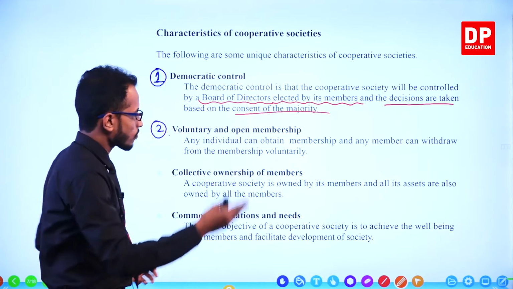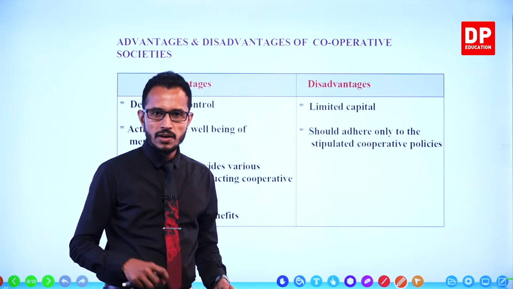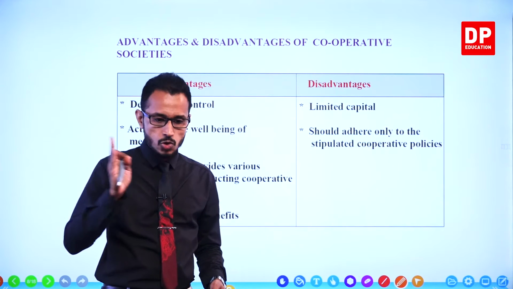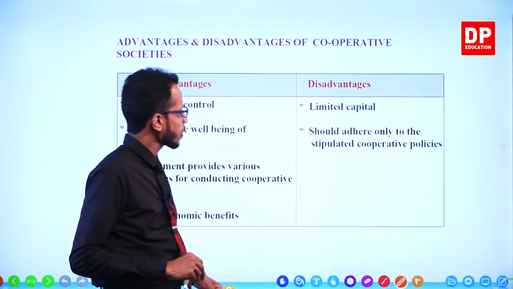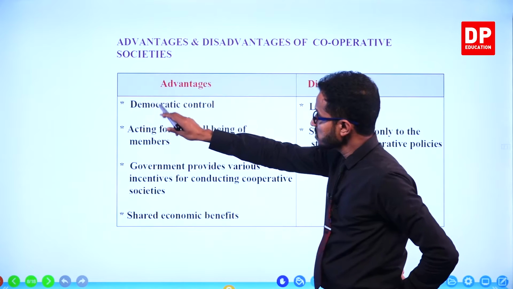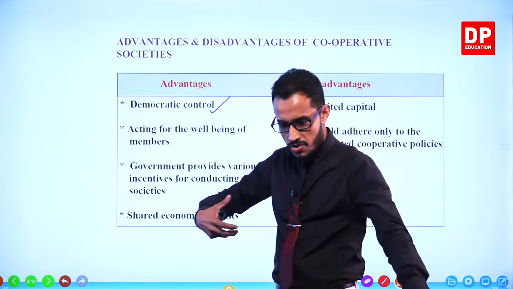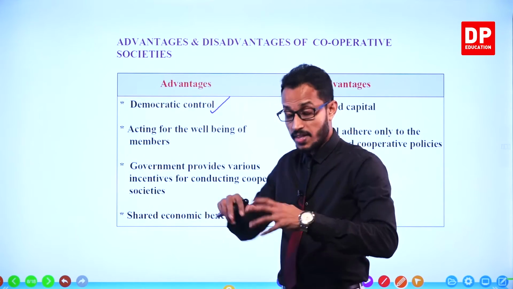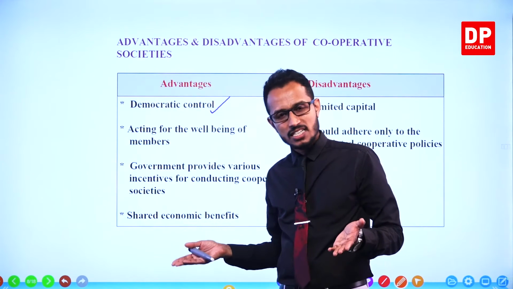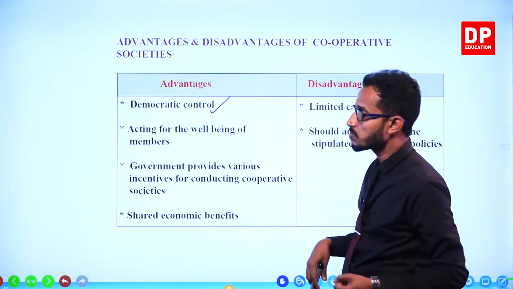Advantages and disadvantages. Every organization has advantages and disadvantages. At least remember three from each organization. Let's move this way and find out the advantages. Democratic control. I told you, democratically controlled. Everyone's opinion matters and the majority's opinion is taken as the decision.